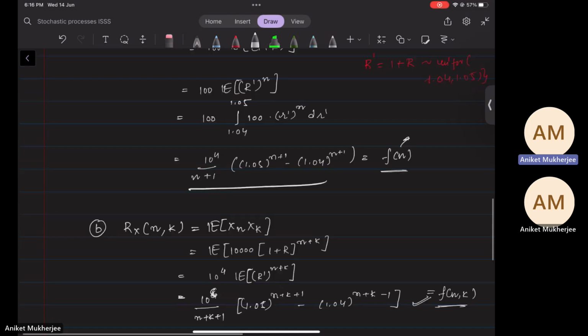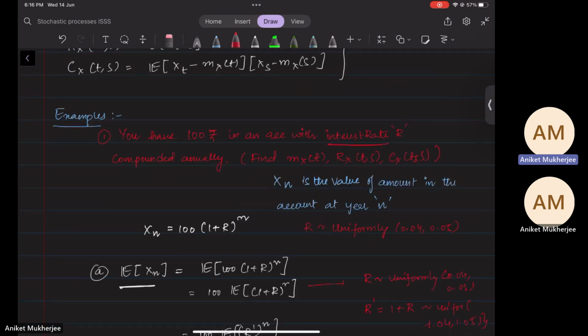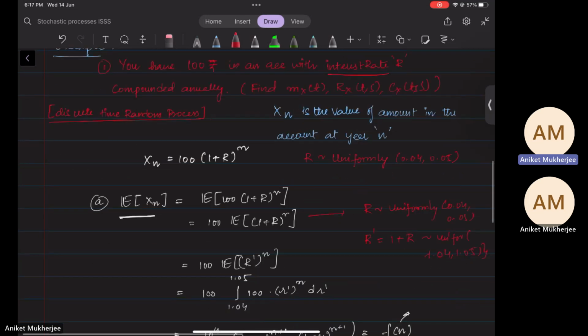This example, as you can see, is a discrete time random process, because the index set here is each and every year. You are counting the years using natural numbers: first year, second year, third year, fourth year. The natural numbers are a countable set. So the index set is countable, and hence it's a discrete time random process.